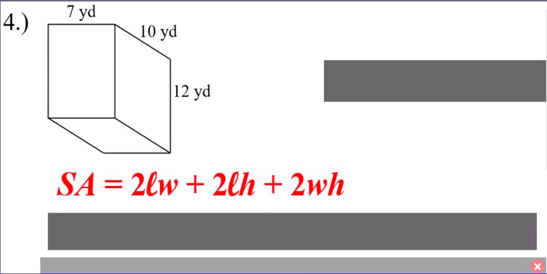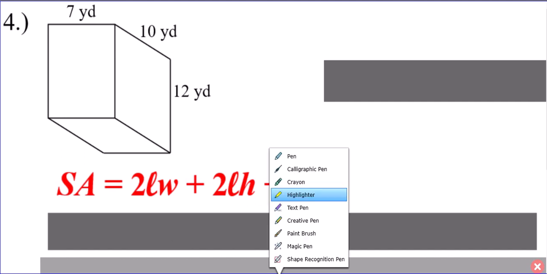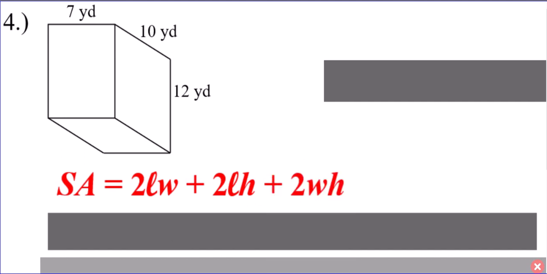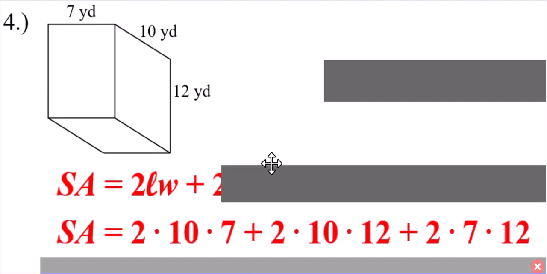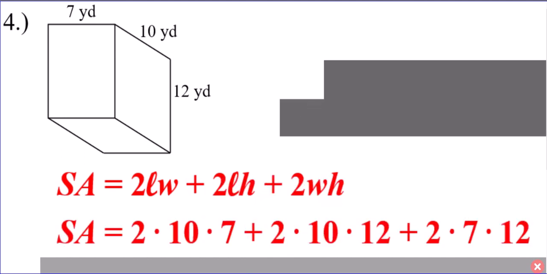All right, from here, I like to go ahead and make a decision of what I'm going to call what. So what I did is this. I decided that I was going to call the length the 10 yards. And then I called the width the 7. And then I called the 12 the height. Did you have to do it that way? No. Maybe you called the 7 the length and the width the 10. I don't know. Maybe you called the 12 the length. Who knows? You therefore might not have the numbers in the same order as me.